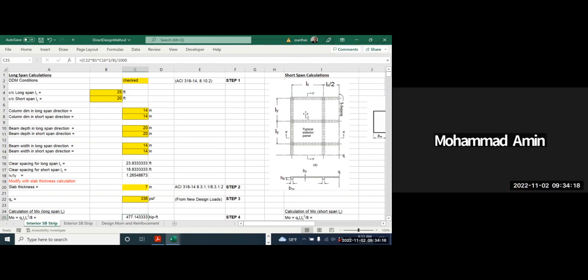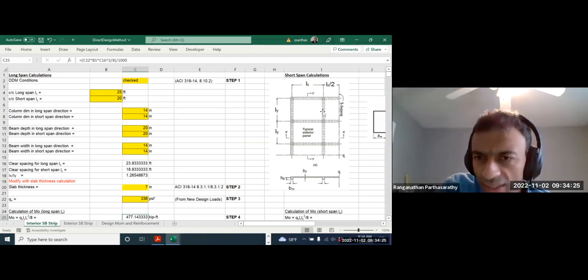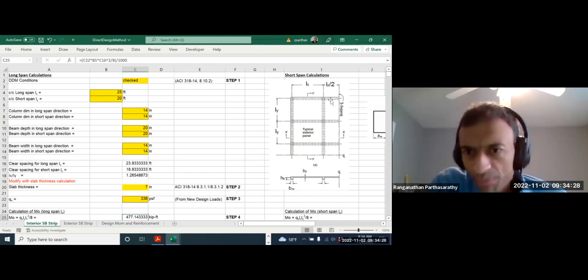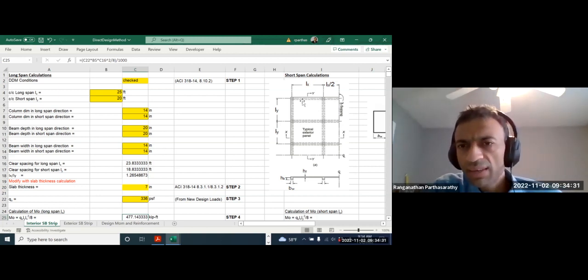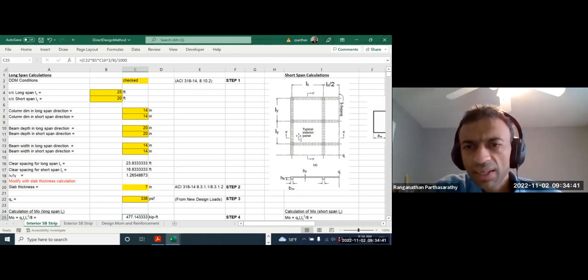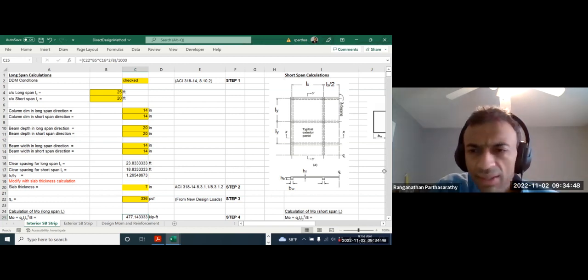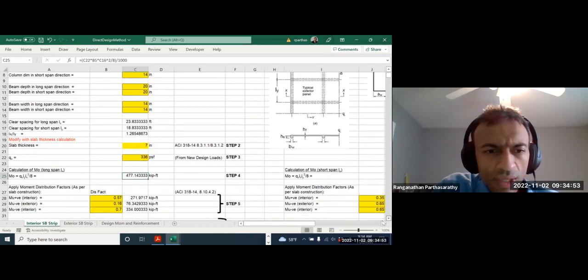Dr. Nathan, is there any difference between corner panel and exterior panel? Yes. This is the corner panel. Both short span and long span will have exterior negative moment. But for this exterior panel, only the long span has an exterior negative moment. So just a second, I'm just telling you which one to use among these two.